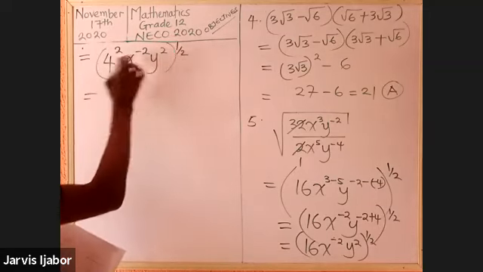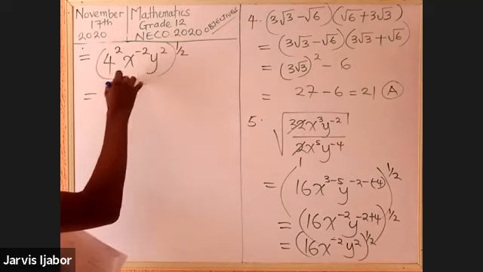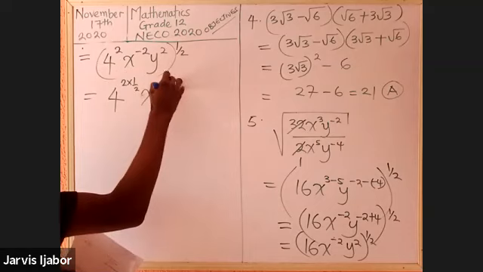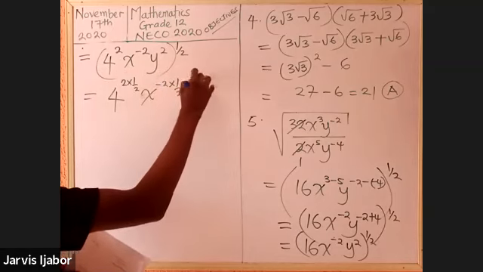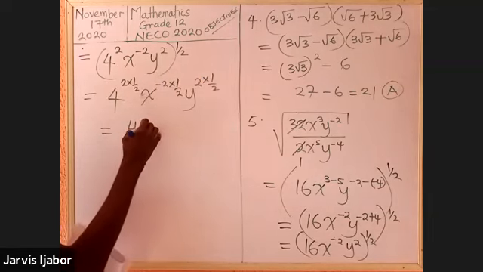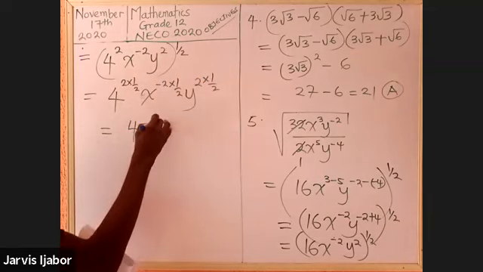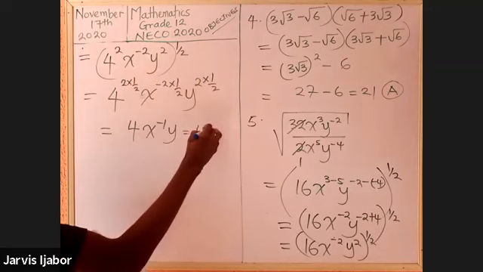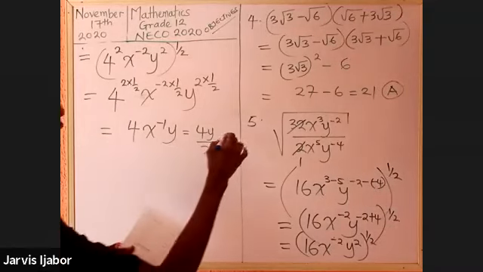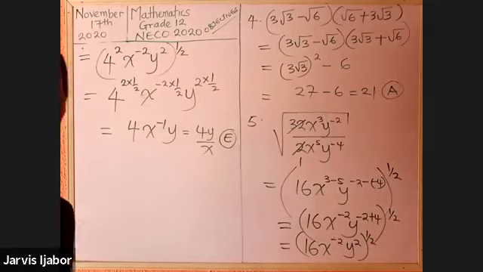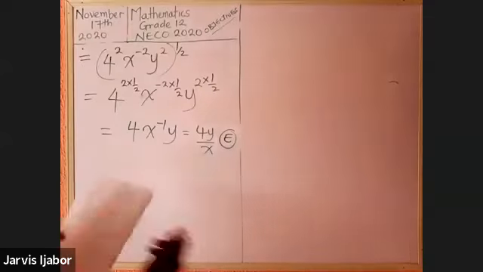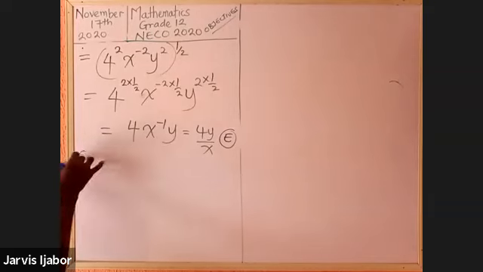Now, this will have the effect of taking care of each one. And that will give you 4 x raised to the power of minus 1, y. And that will be 4y/x. So 4y/x is what we're expected to get, and that option is what? E. Okay. So we are done with question 5. So let's go to 6.